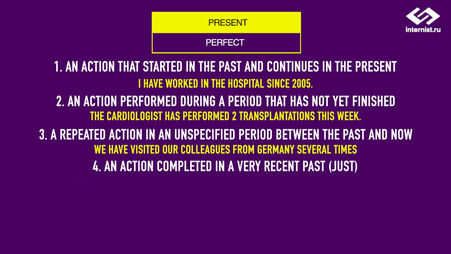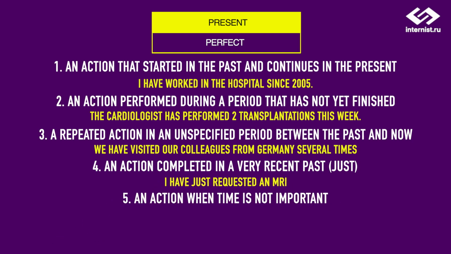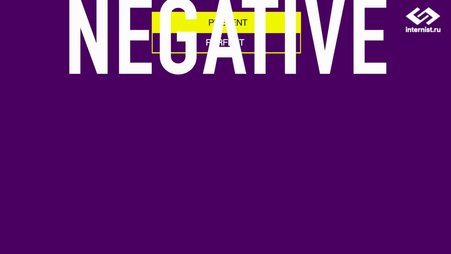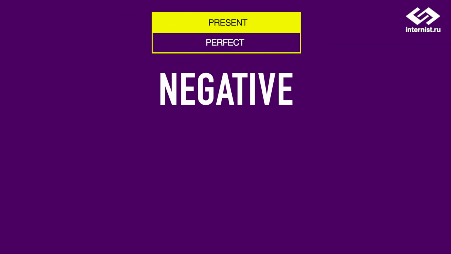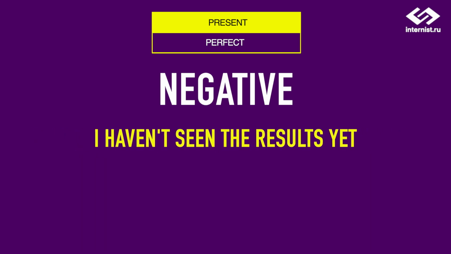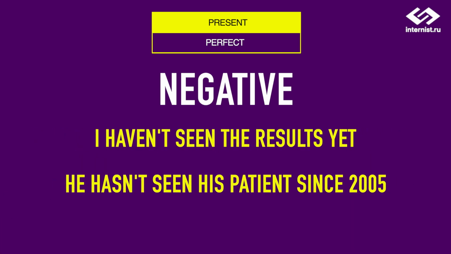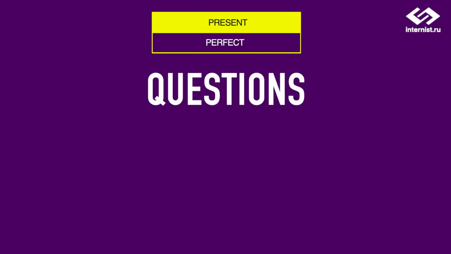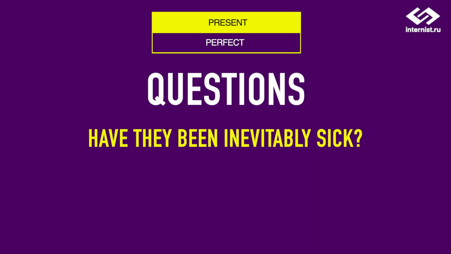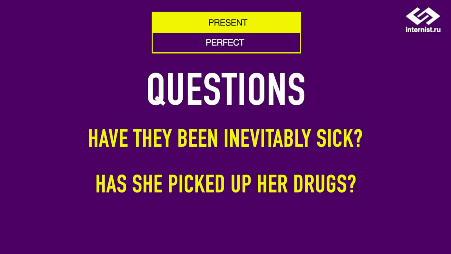An action that was completed in the very recent past, expressed by just. I have just requested an MRI. An action where the time is not important. For example, he has cured the patient, or he's cured the patient. To form negative sentences, we use haven't or hasn't. For example, I haven't seen the results yet, or he hasn't seen his patient since 2005. To ask a question, we put have or has at the beginning of the sentence. For example, have they been inevitably sick? Or has she picked up her drugs?